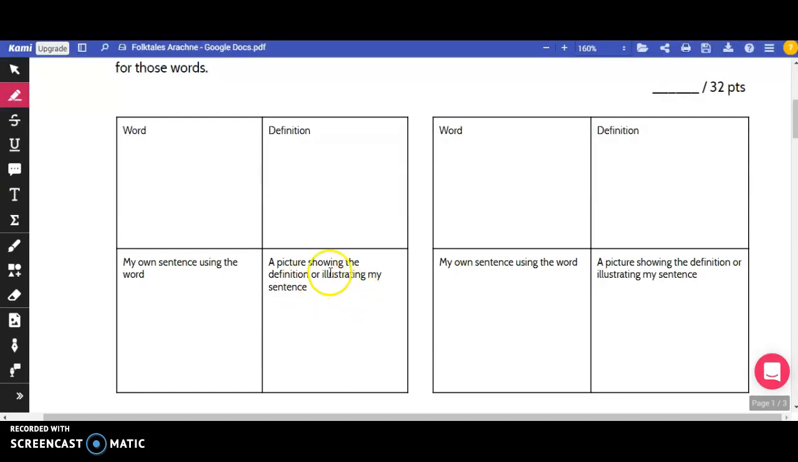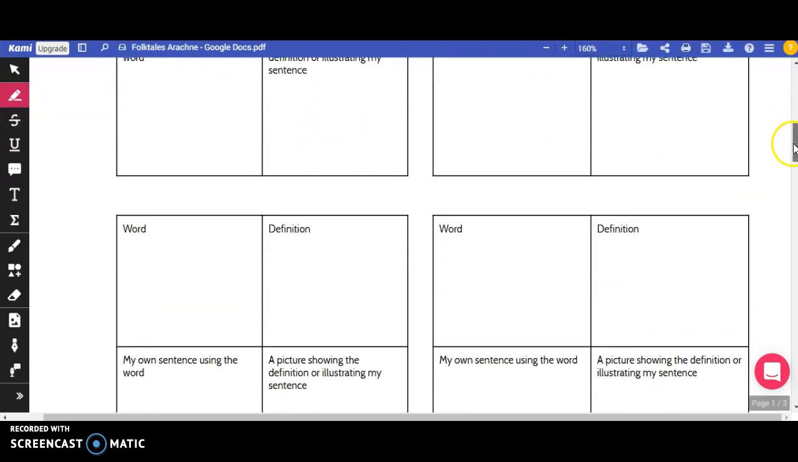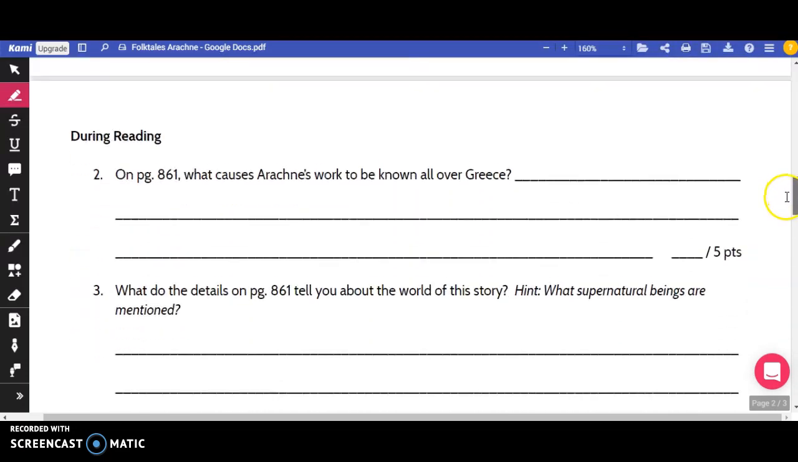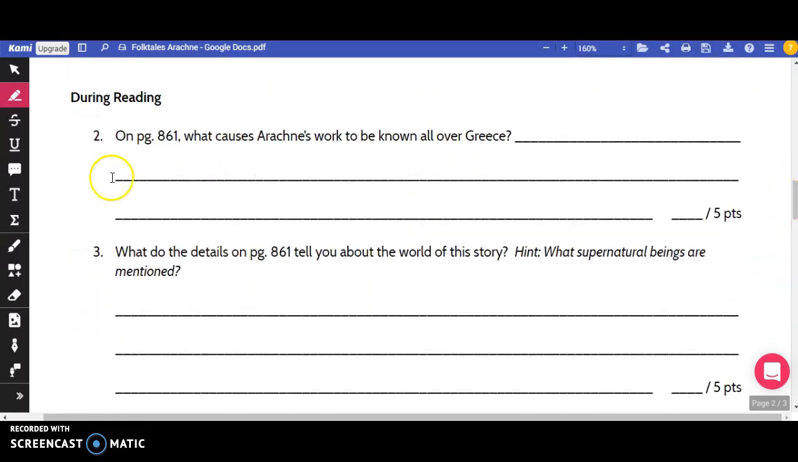And the last box is a picture that either shows the definition or illustrates your sentence somehow. The picture does not have to be a major work of art. It is perfectly fine if you use stick figures in your drawings. Please do not stress over the drawings. It is not the end of the world if they're not perfect. Once you've completed 4 vocabulary squares, you can start the during reading questions.